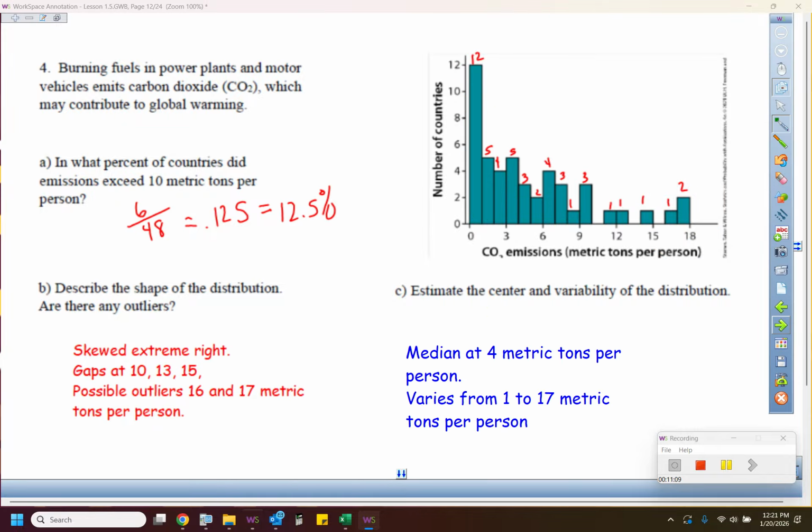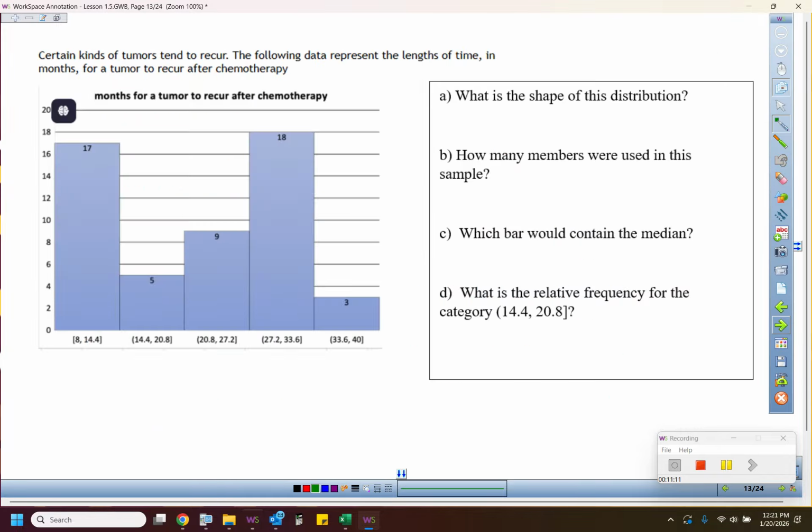Let's keep rolling. So certain kinds of tumors that people have tend to reoccur. The following data represents the length of time in months for a tumor to recur after chemotherapy. I hope none of you ever have to go through anything like that, but it does happen to people, right? And sometimes they have to do it more than once. So right here, here's the bar graph, or excuse me, the histogram.